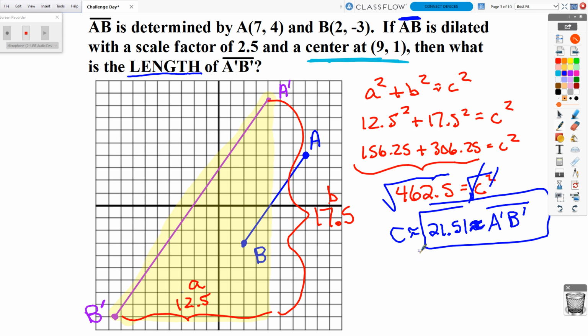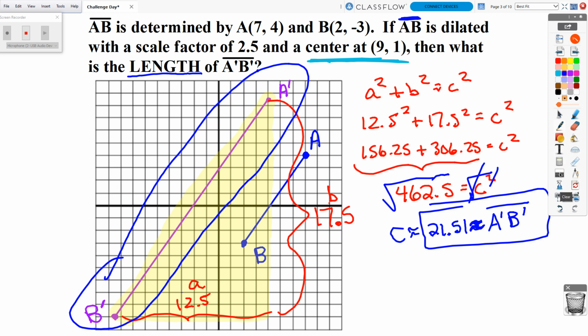But I want to show you something else. Are you ready for this? We did not have to necessarily do this. We didn't have to figure out where the dilated segment was. And you might go, that sounds like crazy talk. They wanted us to dilate the segment. How could we have done this problem without dilating the segment, Mr. G? And I would say, let's talk about it.